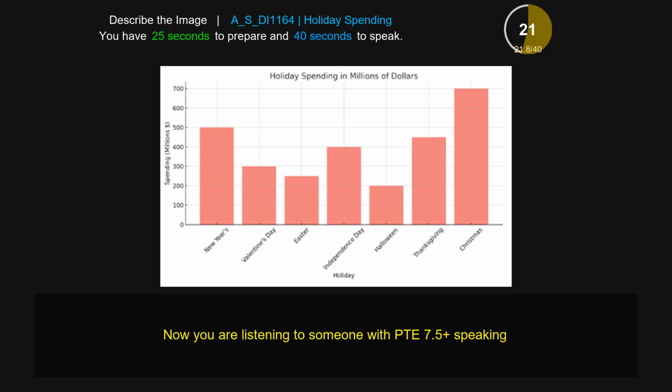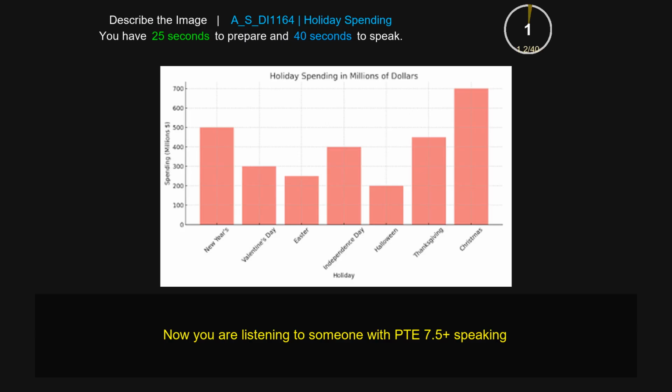From the graph, it's evident that Christmas has the highest spending, which stands at $700 million. On the other hand, Halloween has the least, which stands at $2,000 million. Overall, the bar graph provides information on the spending of money on holidays.